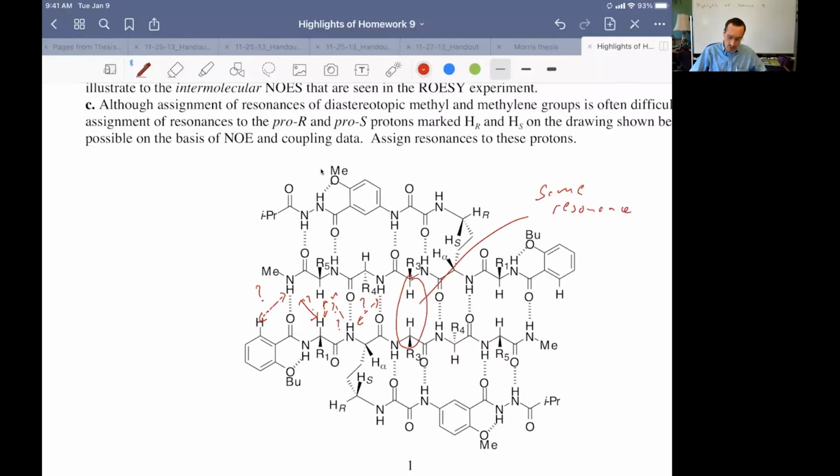And we can look in the ROESY for all of these NOEs. If you need help assigning this ring, you're also going to have proximity between the butyl proton and the hydrogen here, and between the butyl proton and the methyl proton and the hydrogen over here. So these are some highlights to look for.